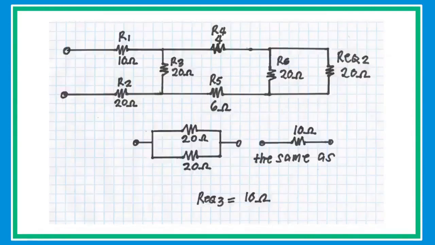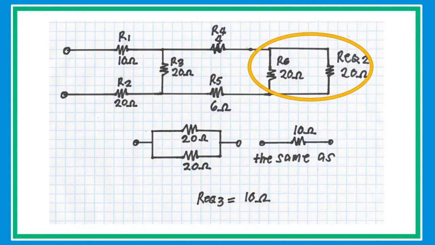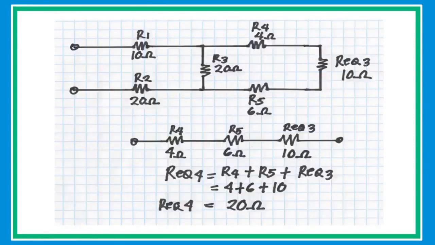In this new redrawn circuit, the R6 20 ohms and R equivalent to 20 ohms are connected in parallel. Given that R6 and R equivalent has the same value, just get the half of it to get the equivalent resistance of 10 ohms. After that, collapse the circuit and redraw again. In this new circuit, the R4, R5, and R equivalent are connected in series. Given that they are connected in series, just simply add the 3 resistor R4, R5, and R equivalent. Then substitute the value to have the equivalent resistance of 20 ohms. Collapse the circuit and redraw again to simplify.